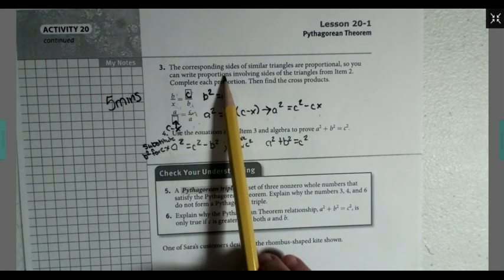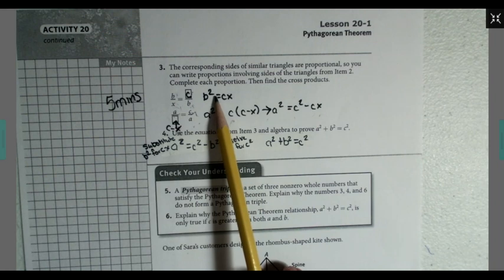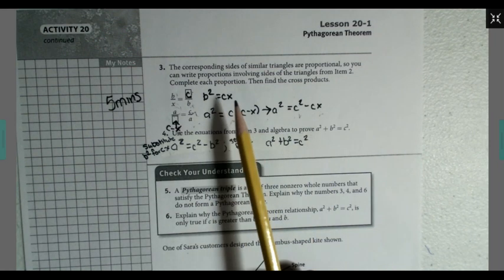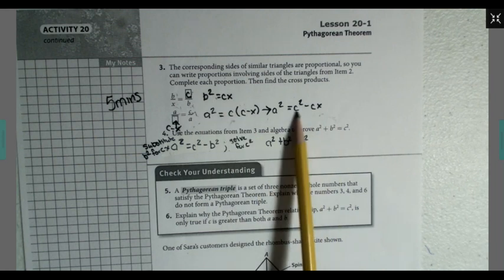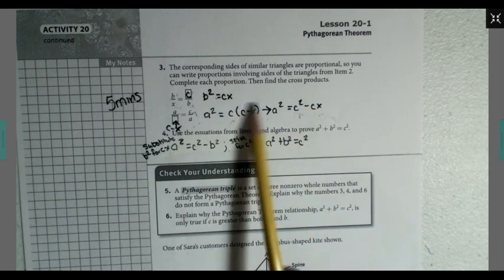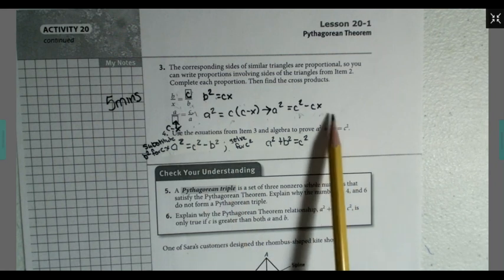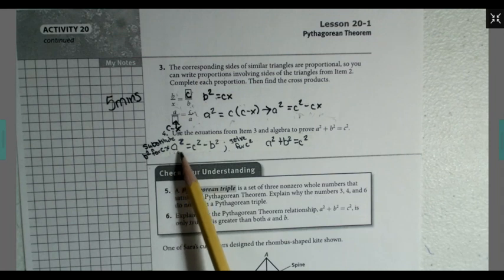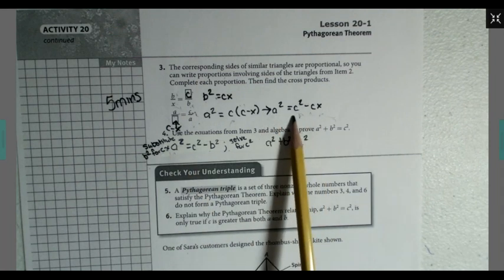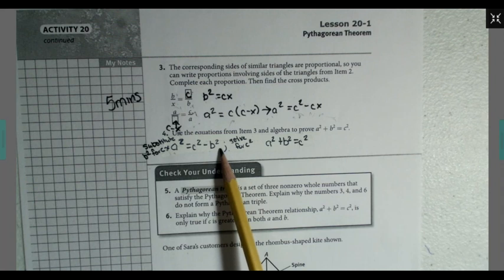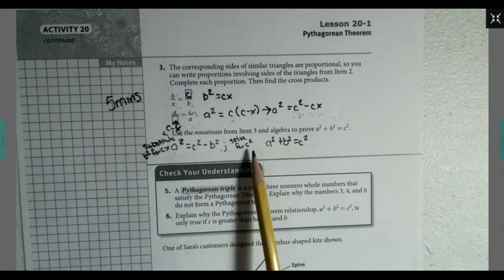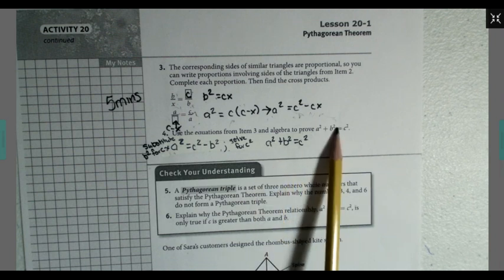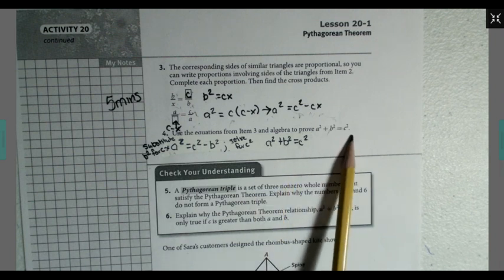It asked us to use these two equations, so this b squared equals cx and the a squared equals c squared minus cx. Well, I see cx in both equations, so I substituted b squared for cx. So I have the equation a squared equals c squared minus b squared. And I want to solve for c squared, so I add b squared to both sides and I get a squared plus b squared equals c squared.